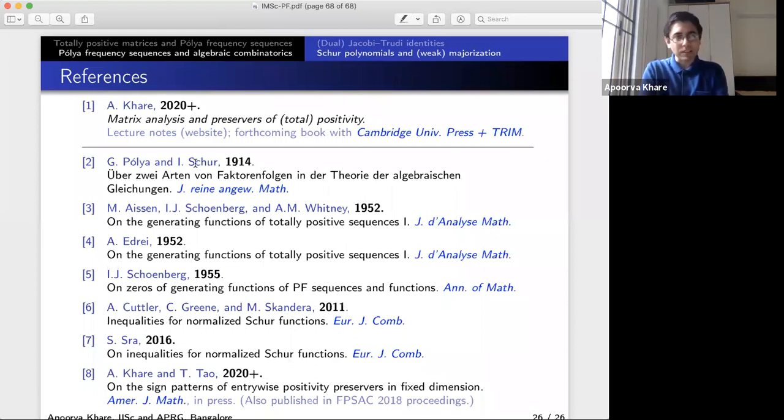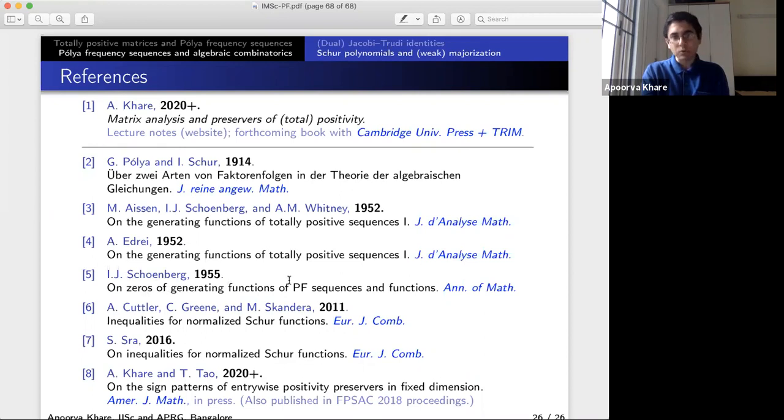Then the historical ones I quoted: Polya and Schur, when they classified the multiplier sequences, which led Aissen, Schoenberg, and Whitney to do more. This is a three-author paper where they showed every function is of the following form, the one-sided Polya frequency sequence generating functions. And from the very next page after that article ended started the article of Edrei, where he solved the conjecture. And so both of these papers together finally solved that whole problem of classifying what these sequences and generating functions look like.